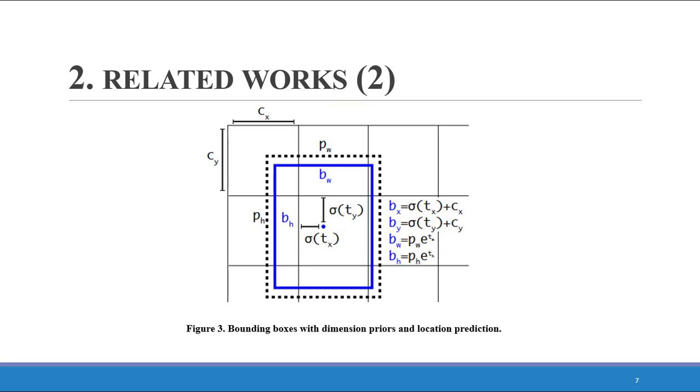Figure 3 shows the bounding box with dimension prior and location prediction. Here, Px, Py, Pw, Ph are the x and y center coordinates, width and height of our prediction. Tx, Ty, Tw, Th is what the network outputs, and Cx and Cy are the top left coordinates of the grid. Pw and Ph are the anchor dimensions for the box.